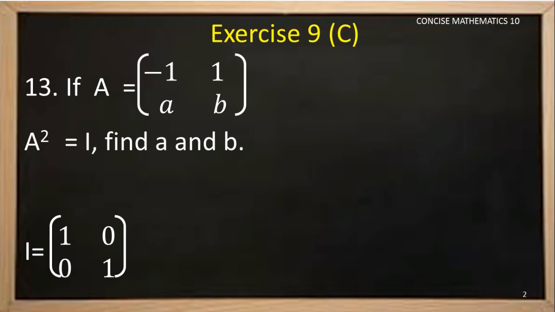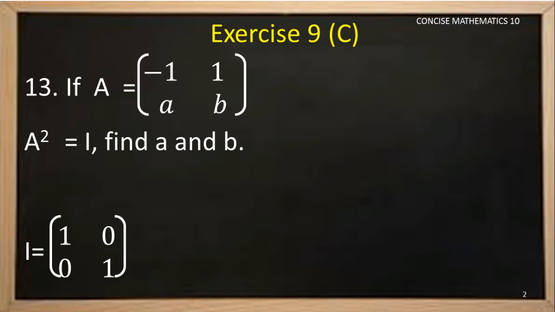Question number 13. In this question, matrix A is given with the elements -1, 1, a, b, and the condition is said that A square is equal to I. What is I? I is a unit matrix. As it is equated, A square is equal to I, it gives an idea that the order of A square is equal to the order of I. By keeping this equality in mind, we need to find the two unknown values a and b.